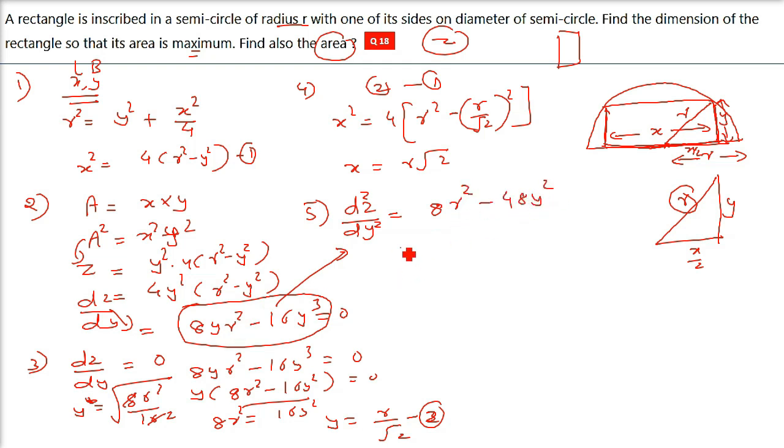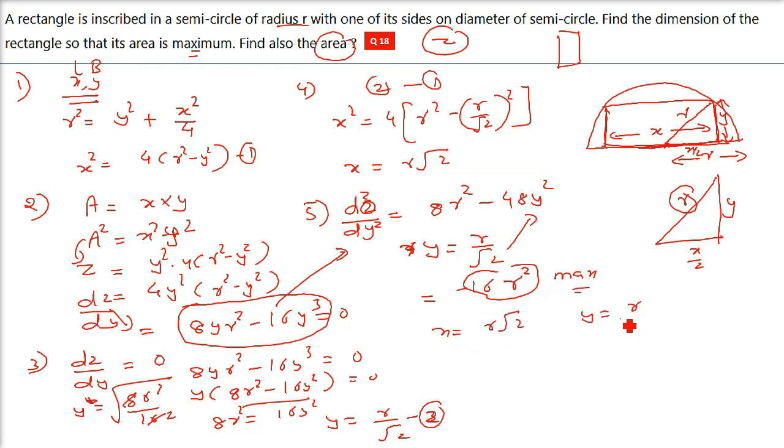But here the double differentiation, when we actually do it, and that is your responsibility, differentiation is quite easier for you. Now just replace this y by r by root 2 in the differentiation value which we got, and the final value which we get is a negative. This is the final value you will get when you double differentiate. So the negative value corresponds to maximum of whichever entity, in this case area, we have taken.